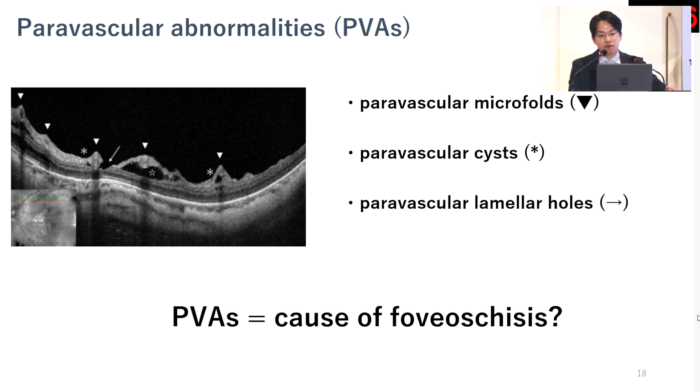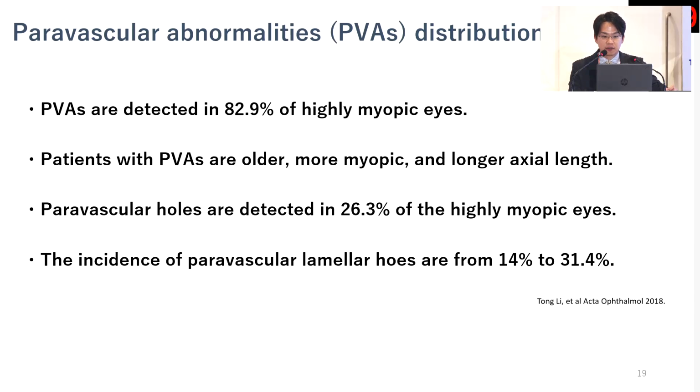So next, I will focus on paravascular abnormalities, PVAs. Some types of abnormalities have been reported, like paravascular microfolds, paravascular cysts, and paravascular lamellar holes, as shown in this picture. A paravascular microfold is a projection of retinal vessels toward the vitreous cavity. A paravascular cyst is a spindle-shaped dark area or fissure-like lesion adjacent to retinal vessels. And PVAs are a cause of foveal schisis.